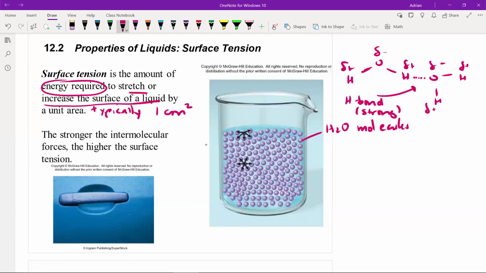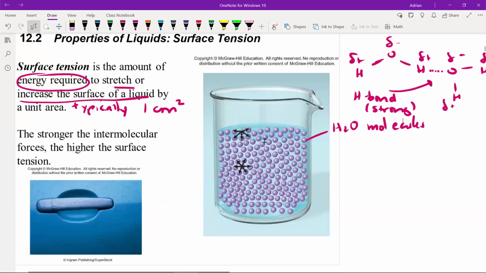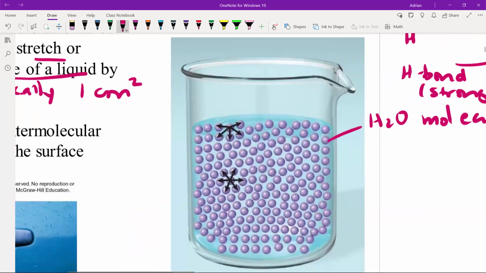So when you have these neighboring water molecules around a particular water molecule, if you think of a water molecule down here in the middle, it is actually being attracted to everything else around it, to the left, to the right, to the top, to the bottom.